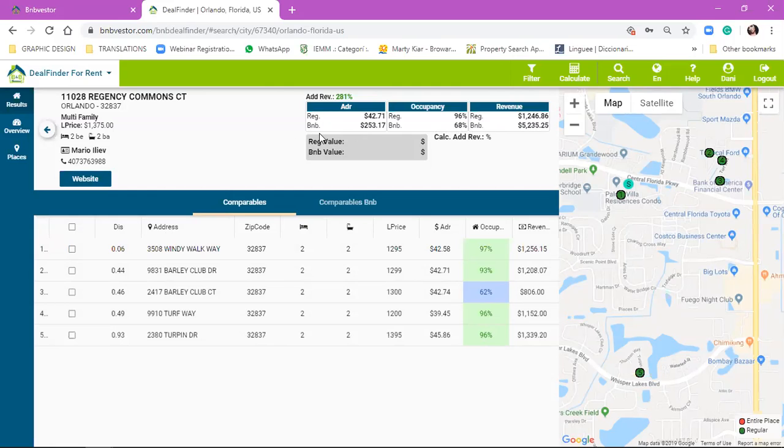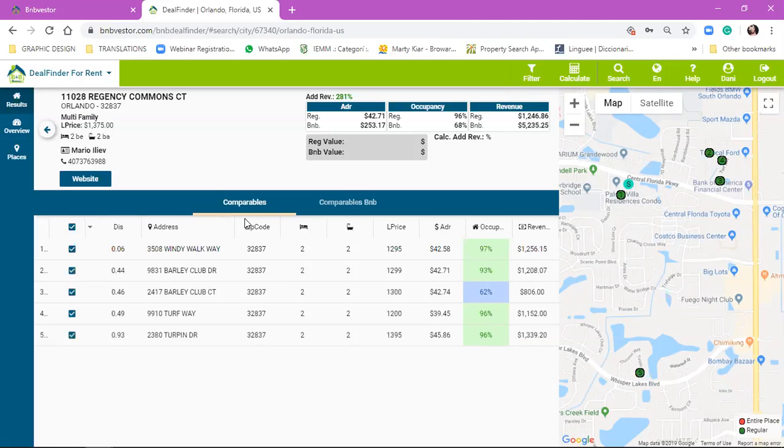And then it compares it to, if you put it on B&B, it would be 253. Then we have an occupancy, of course, regular with 96%, but B&B is going to be 68%. Take a look at revenue for regular rental. It's going to be $1,246. But as a B&B revenue, it's going to give you $5,235. Okay, let's take a look at why.